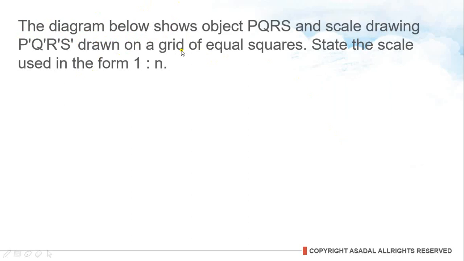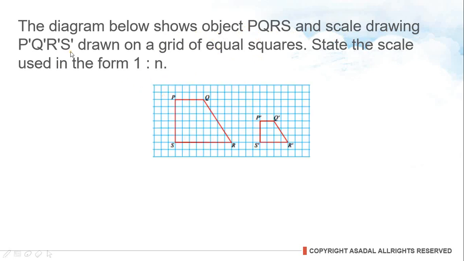Look at the diagram below. The diagram below shows object PQRS and scale drawing P'Q'R'S' drawn on a grid of equal squares. State the scale used in the form of 1:n. PQRS is the object, while P prime, Q prime, R prime, S prime is the scale drawing.